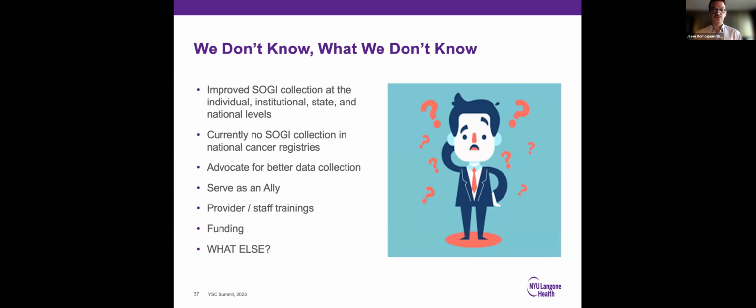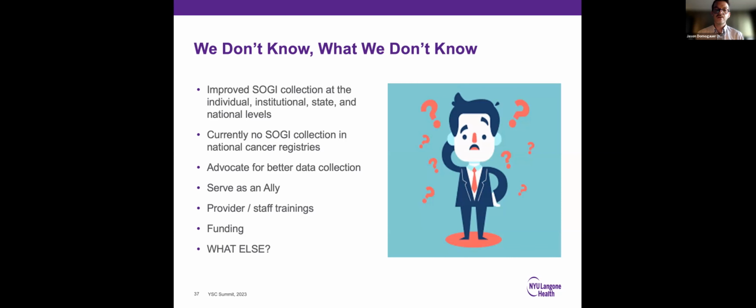It's important for us to advocate for better data collection, and we can do that as an individual. When you go into your doctor's office, you can ask, why have I not been asked my pronouns? Why have I not been asked about my orientation or gender identity? Even if you're just asking as an ally, this can create change. This can start a conversation with your provider, with that institution, where you can then advocate on behalf of those who may not feel safe to advocate for themselves.